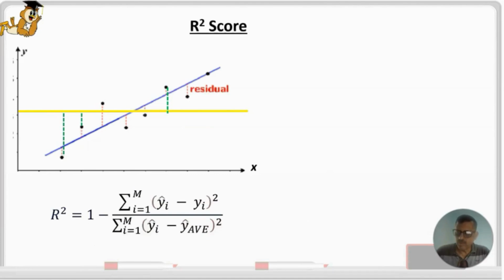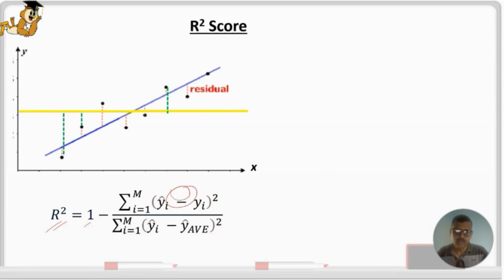Let's stare at this for a little while, and some things will become obvious. The first thing that you notice is that the maximum value that the R square score can take is 1, and that happens when this is 0. If your linear regression comes up with a hyperplane, or a line in 2D, such that all the points fall exactly on that line, then the numerator is going to be 0. That's the best you can do, and then your R square score is 1.